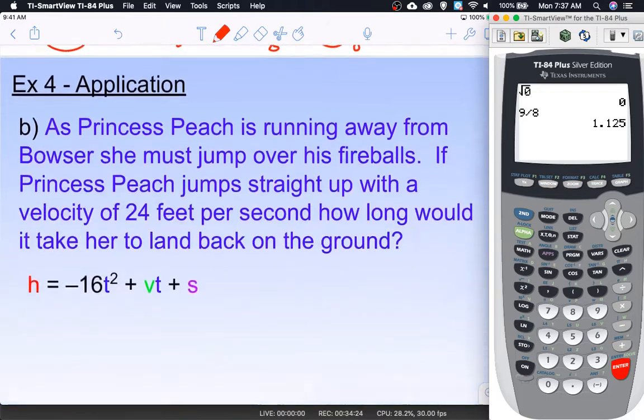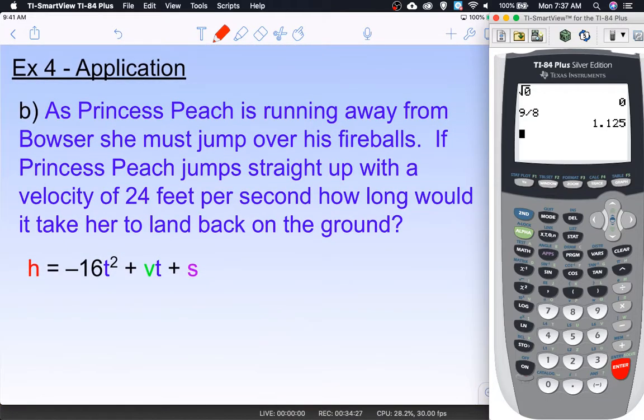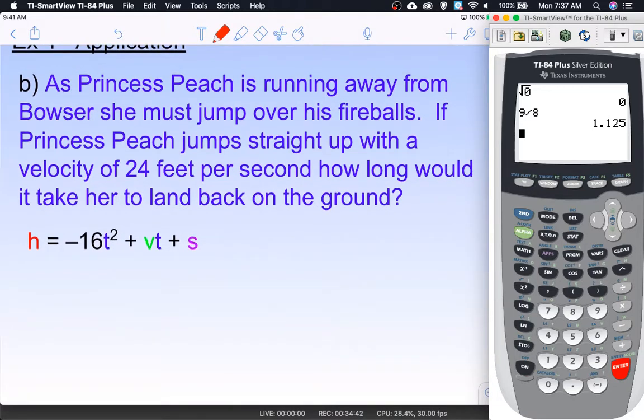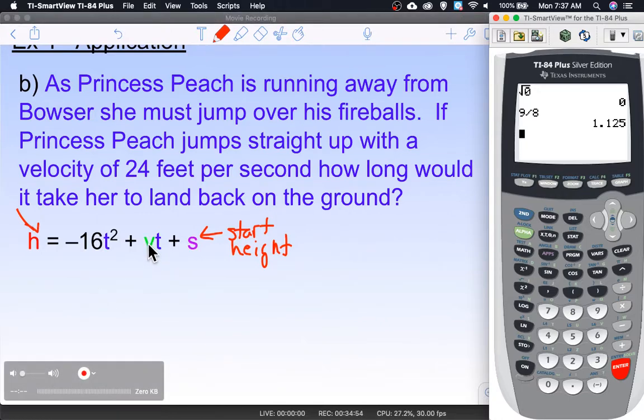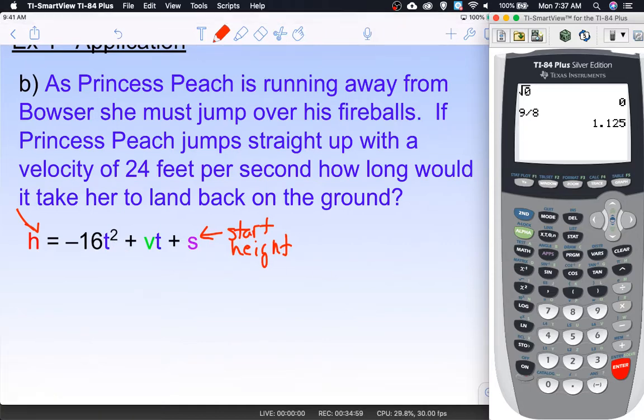Okay, one for me, one for you. As Princess Peach is running away from Bowser, she must jump over his fireballs. If Princess Peach jumps straight up with a velocity of 24 feet per second, how long would it take her to land back on the ground? And I've given you the formula again. Notes: start height, final height. V is velocity, speed. T is time in seconds. So why don't you go ahead and pause the video and do this problem right now.